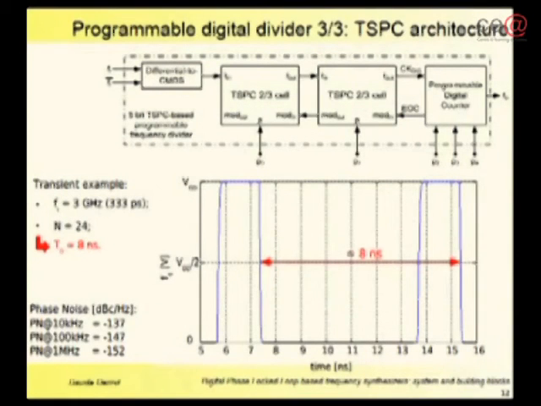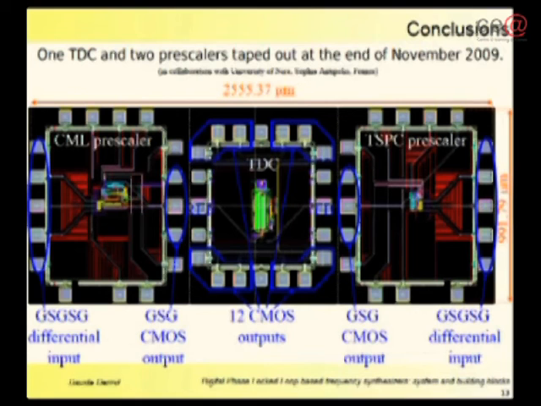Again, here is just one example of the simulated transient response, and again, some phase noise simulation results. And to conclude, here I have reported the layout of the three chips that we have realized at transistor level, and we taped them out at the end of November 2009. So now we are waiting for the chips to come back from the foundry in order to perform on-wafer measurements.